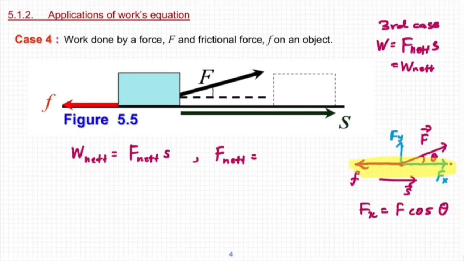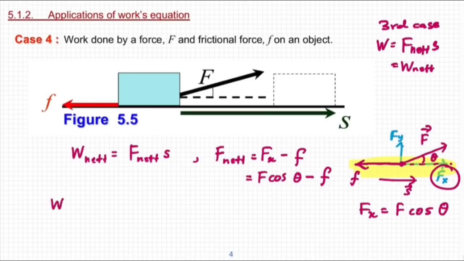In this case, we have Fx is equal to F cos theta. And since our Fx is to the right, we treat it as positive. So Fx minus friction, and then it will become F cos theta minus f. So now that we have our F net, we can substitute it into the W net formula. So we get W net is equal to (F cos theta minus f) times s.